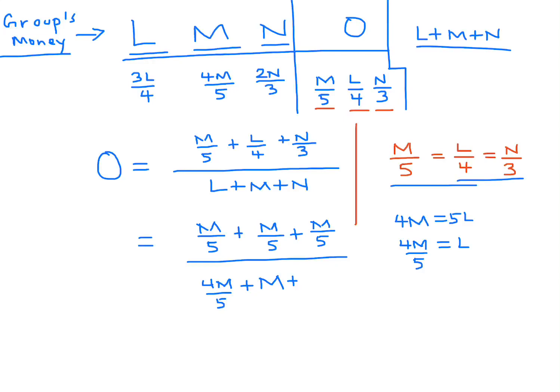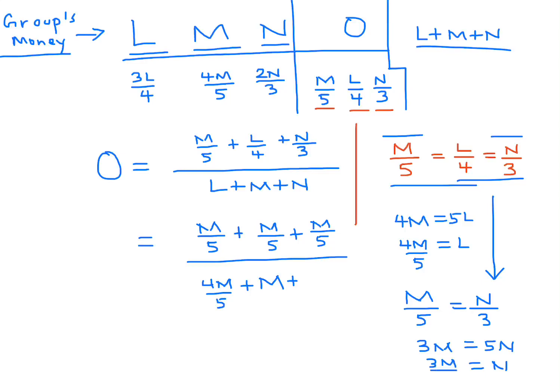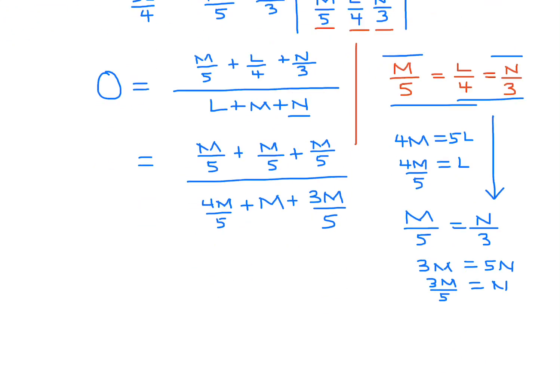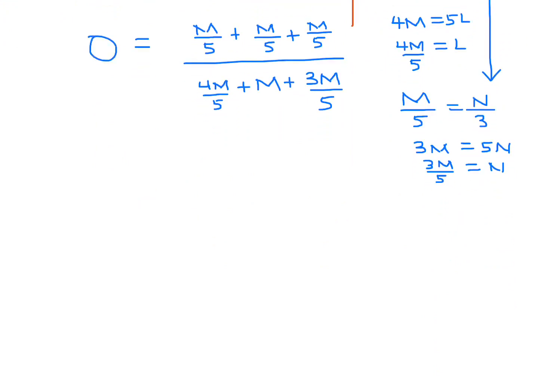And then these ones will give me a value for N in terms of L, but I actually don't want that. I want N in terms of M. So I'm going to use those two. That means M over 5 is equal to N over 3. So 3M is equal to 5N, and therefore N is equal to 3M over 5. So that means N here is 3M over 5. All right? And this is how much Ott has in terms of a fraction of the group's money.